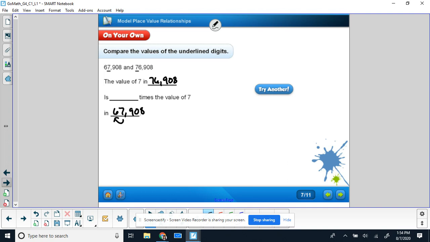So in this number, 7 is in the thousands place. In 76,908, it's in the 10,000s place. So that means we multiply by 10 to move the 7 from the thousands place to the 10,000s place.